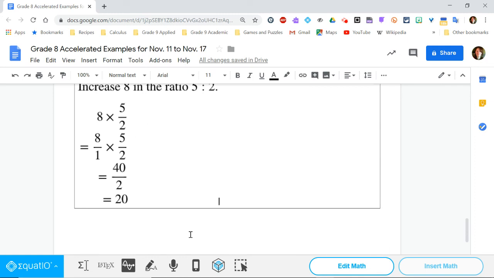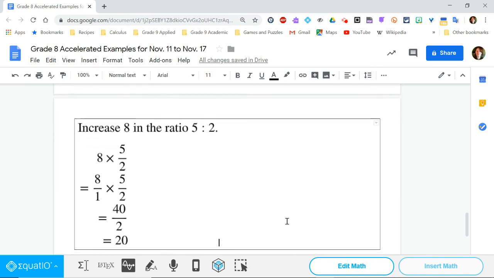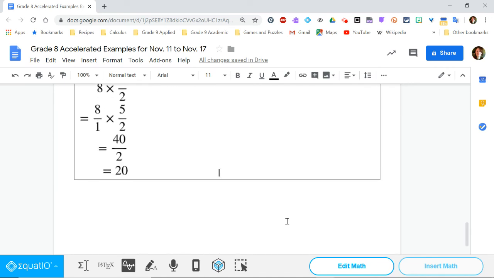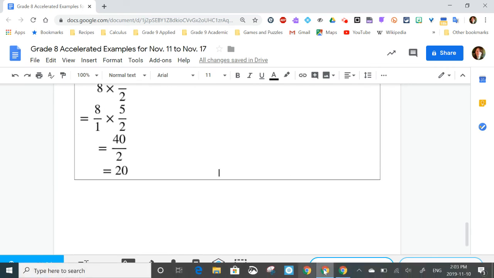Now, if it had said decrease 8 in the ratio of 5 over 2, we wouldn't multiply by 5 over 2, we would divide by 5 over 2. Hopefully after watching this video, you'll feel more comfortable answering these questions and using the Equatio workspace. If you have any questions, as I've said in every email, please do not hesitate to ask.